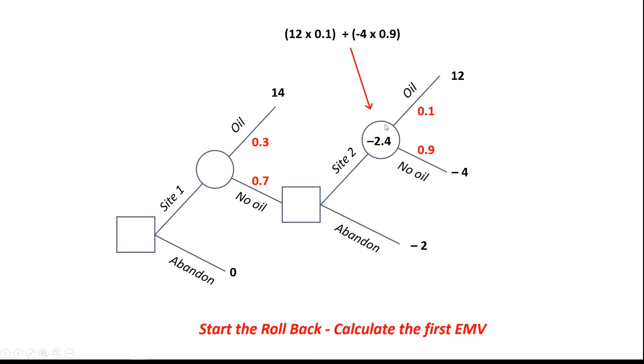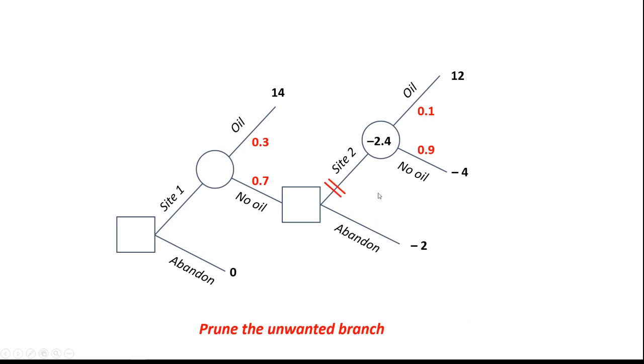Since you can actually make the decision here, it would be smart for the manager to abandon the project rather than drill on test site 2. So you would cross off that arm and you would pick -2, because that's the outcome value for abandoning, which is the one you would pick.